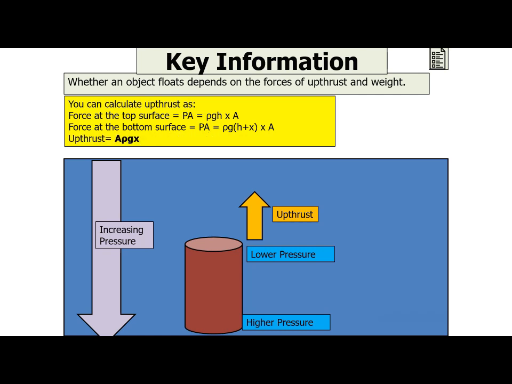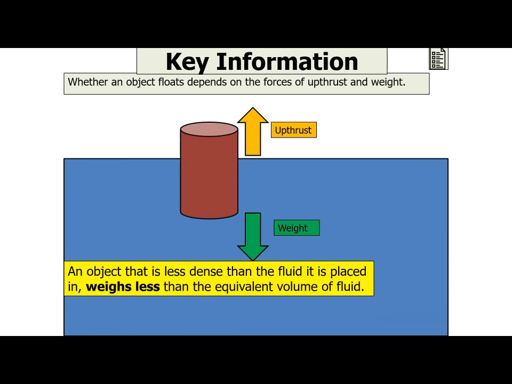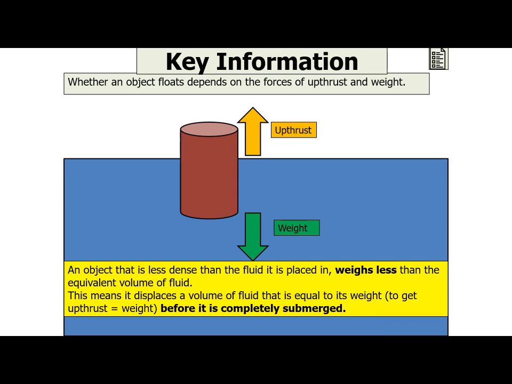So that is what our upthrust is equal to, rho g x. So the volume of a block of fluid displaced is AX, and it has a mass of AX rho g. Now, an object that is less dense than the fluid it is placed in weighs less than the equivalent volume of the liquid. Now that's very, very important, because it means that it displaces a volume of fluid that is equal to its weight. So therefore upthrust equals weight, and it does that before it is completely submerged in the fluid.